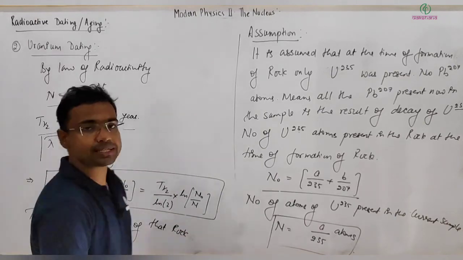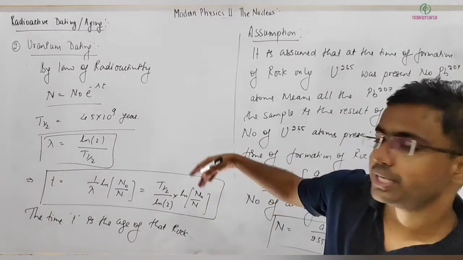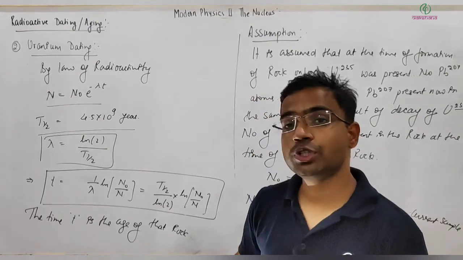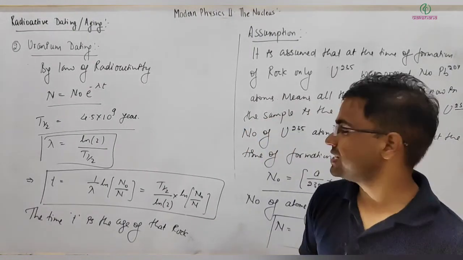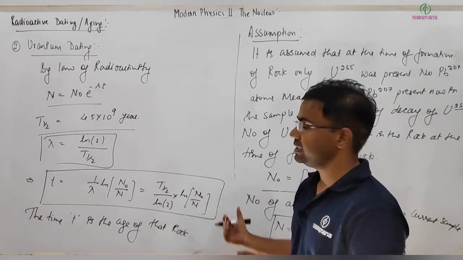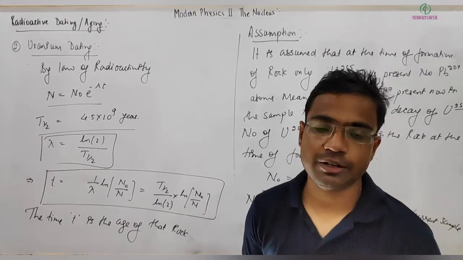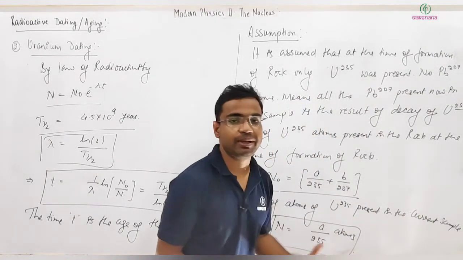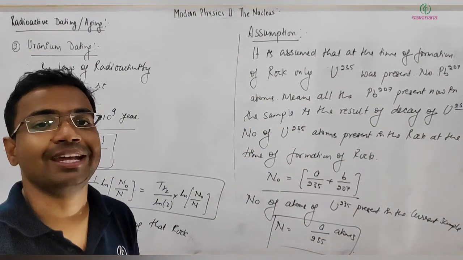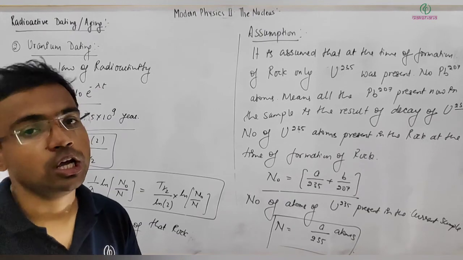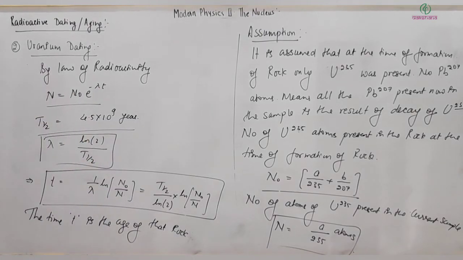So this is the process, the method, the approach to use uranium dating for finding the age of any rock. That should be clear, why and how things are working here. You should understand that point. Let me tell you some applications of this as well, how we can use uranium dating for finding the age of some very old rocks.